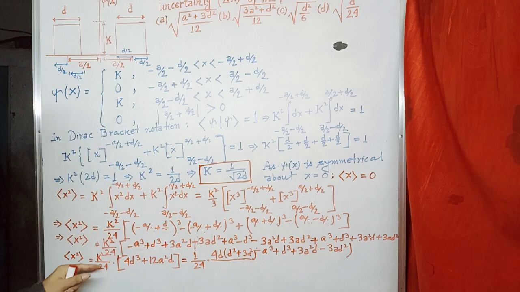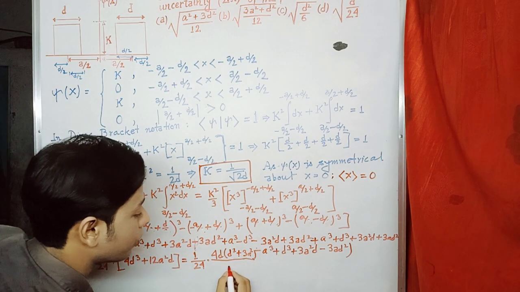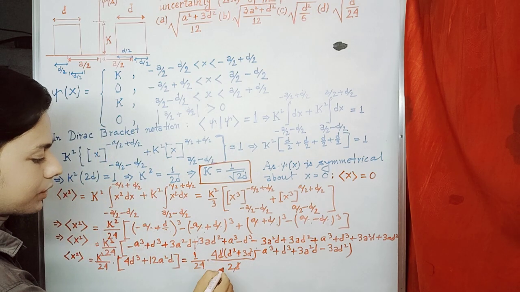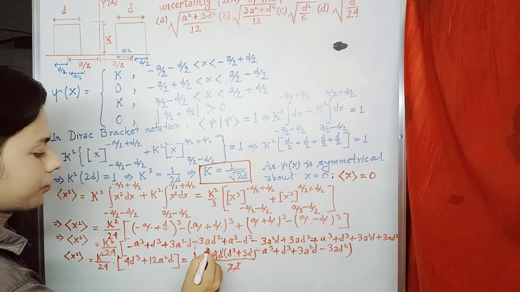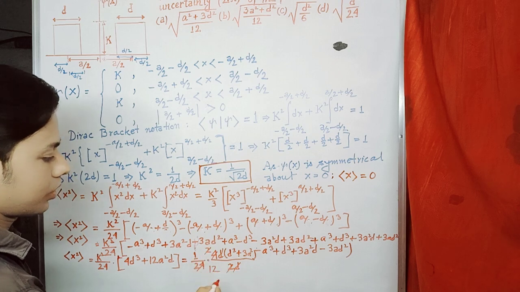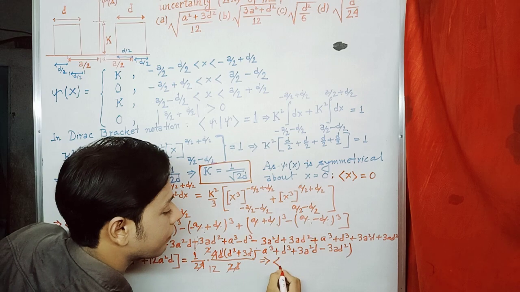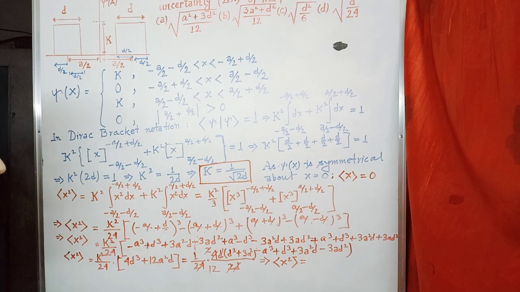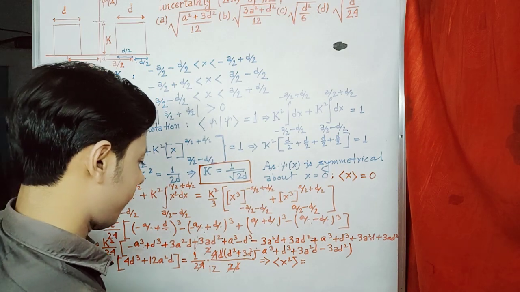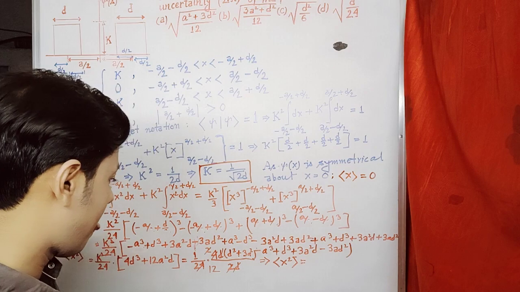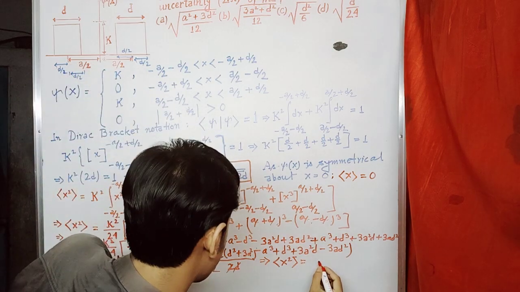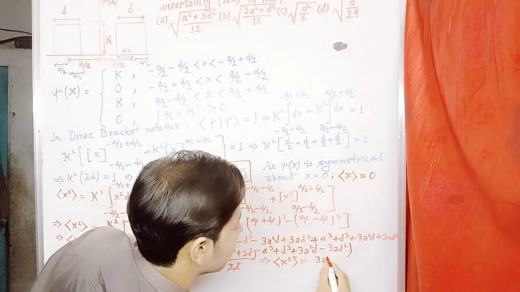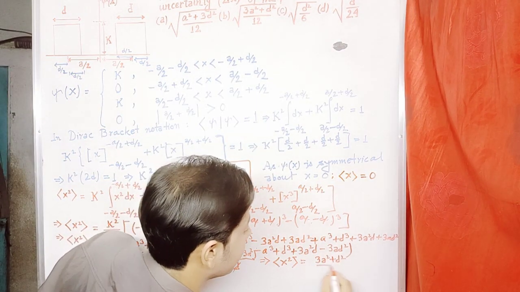And as we know, the value of k square is equal to 1 divided by 2d. So if we calculate this, d will cancel, this 2 and this 4 will cancel, and there will be 12. So the mean value of x square will be equal to 3a square plus d square divided by 12.